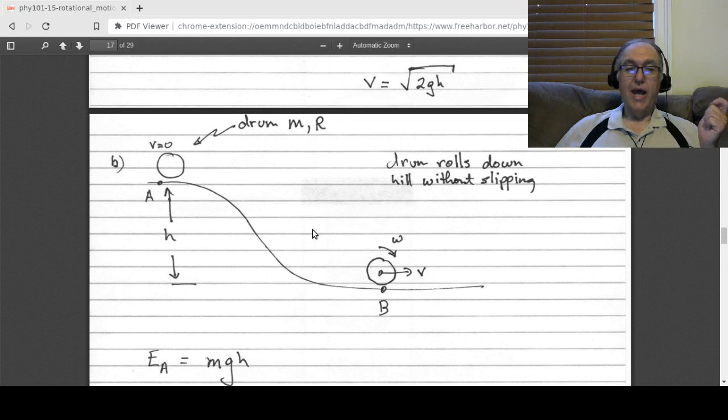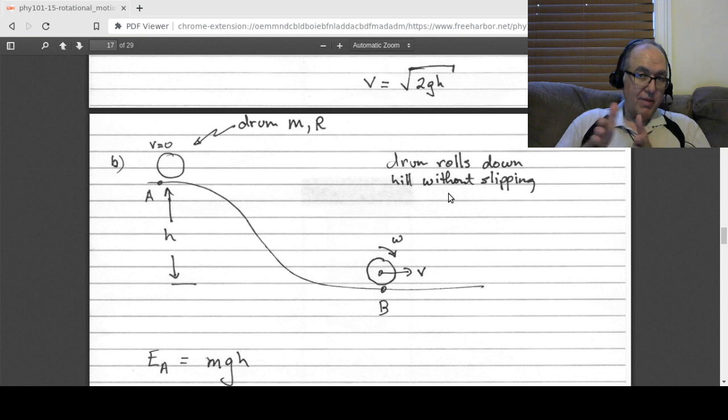But now we're going to have a drum rolling downhill, or a wheel. It doesn't matter. It's a disc. Remember, the thickness doesn't make a difference. The drum has a mass capital M and a radius r. As it rolls downhill, obviously it's rolling around an axis of rotation through the middle. It starts off with a velocity v of 0 at the top here, and it gets to the bottom and it has a velocity v like that. That's what we're solving for, that v.